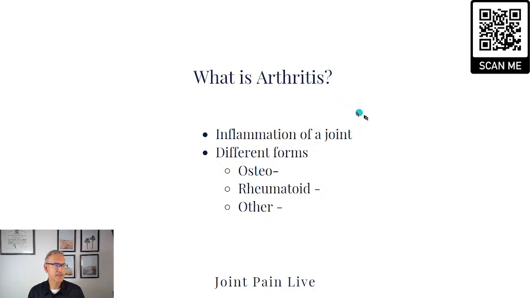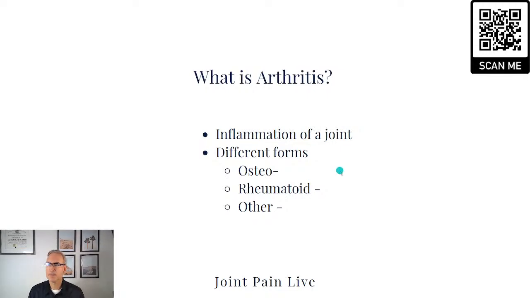So what is arthritis? Well, it's inflammation of a joint. And there's different forms of arthritis. There's osteo, there's rheumatoid arthritis, and then there's the other forms like psoriatic arthritis. By far, osteoarthritis is the most common one we see. So osteoarthritis is a wear and tear of the joints.